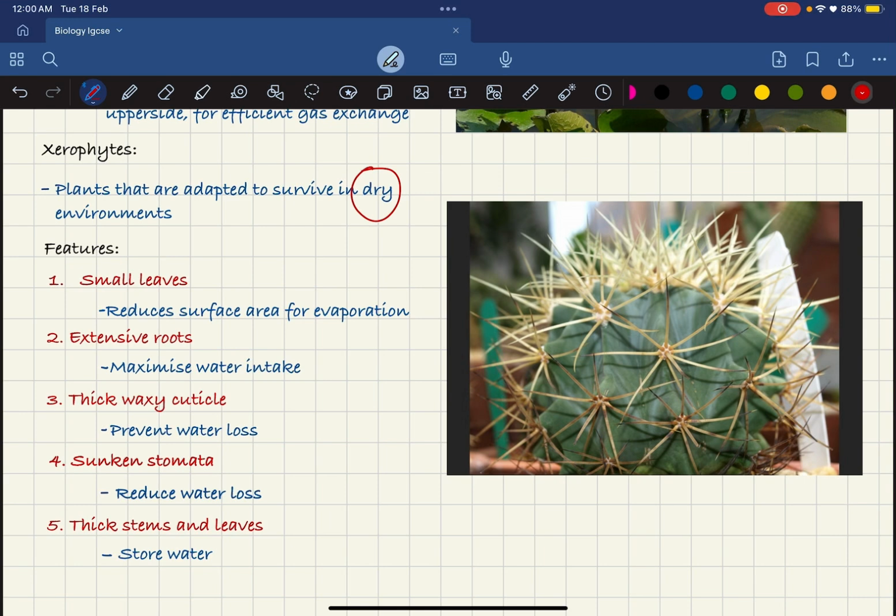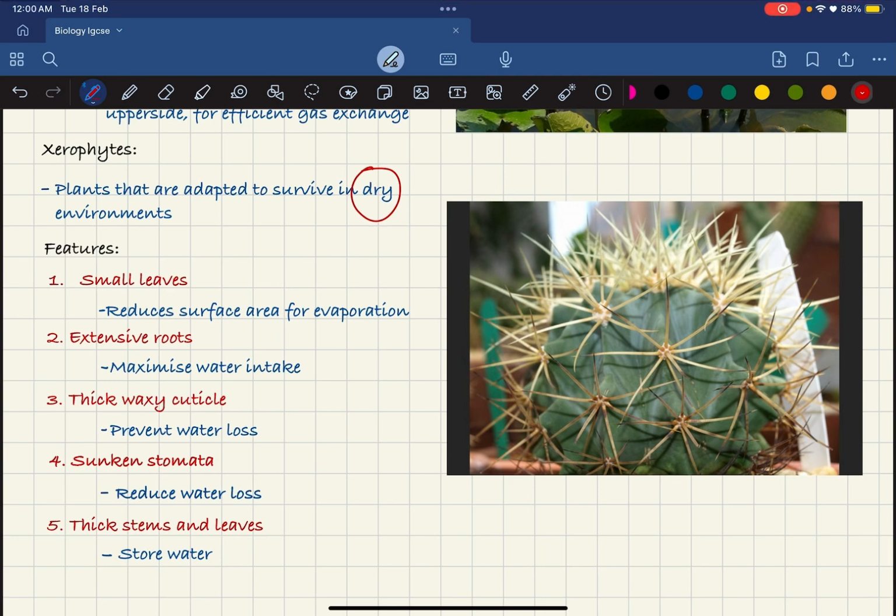As you know, cactuses are an example of xerophytes, and we know that cactuses are usually located in deserts, and in deserts you don't really have much water. It's quite dehydrated over there. But how do the cactuses survive?